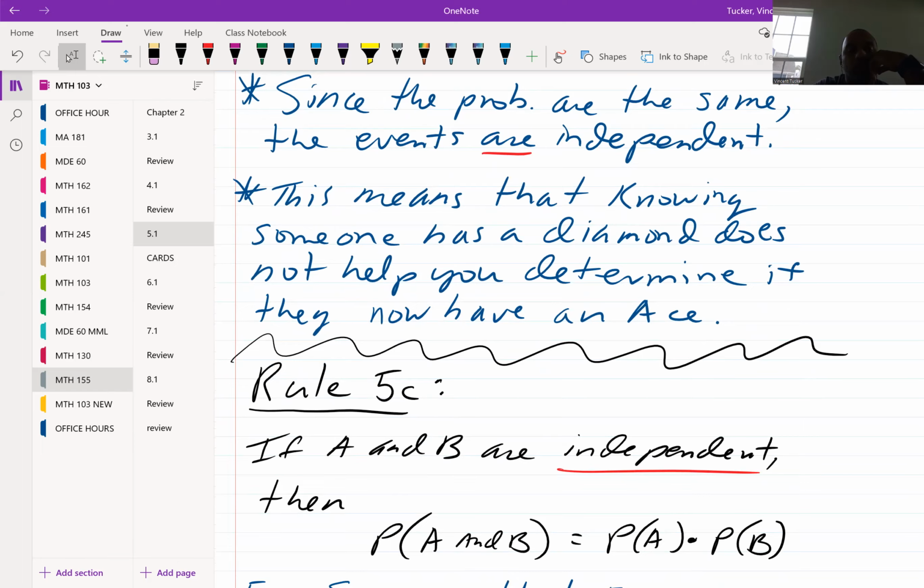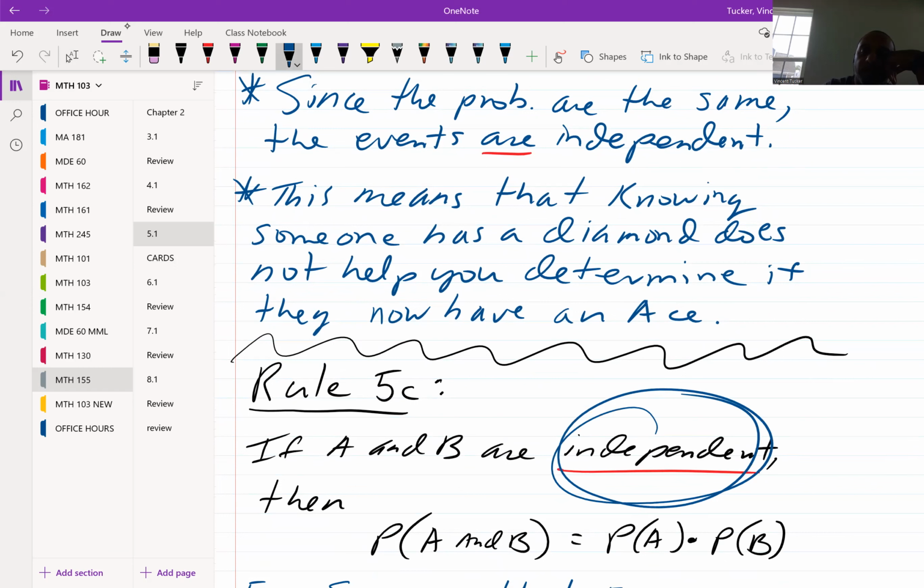All right. So here the multiplication rule 5C, which is another variation of 5A and B. If A and B are independent, so that's key here, then if you want to know the probability of A and B occurring, you just multiply those 2 probabilities together.